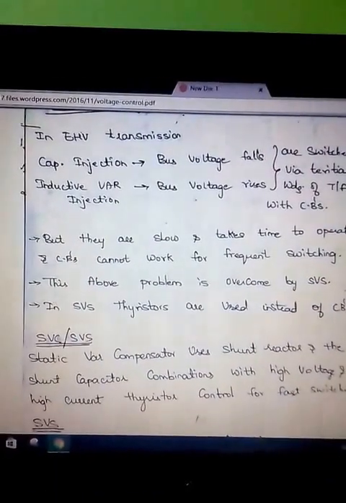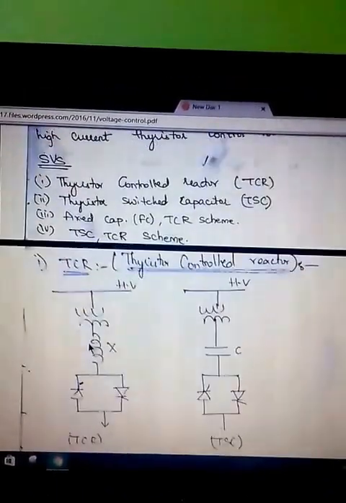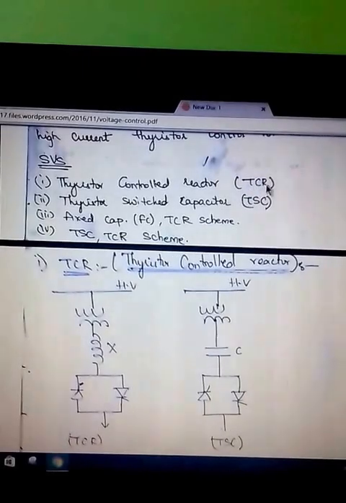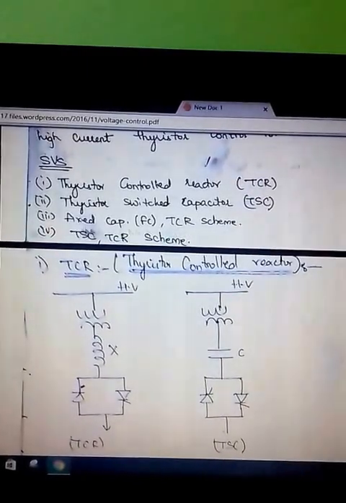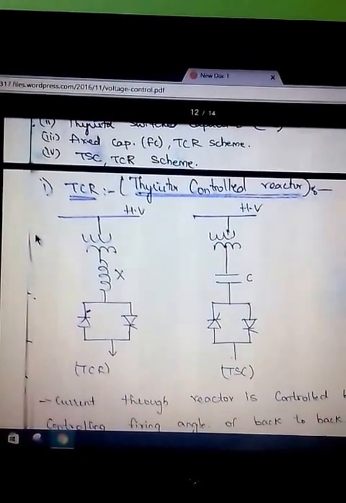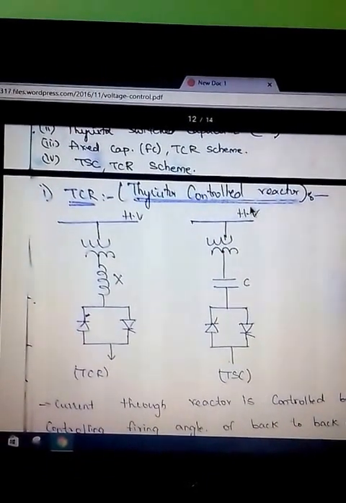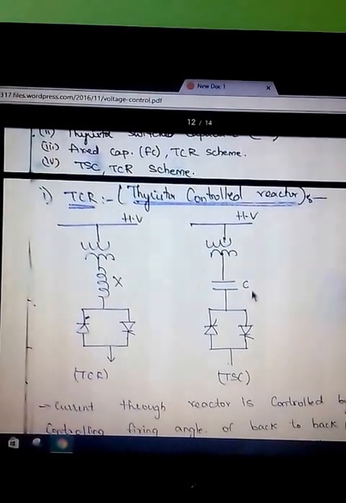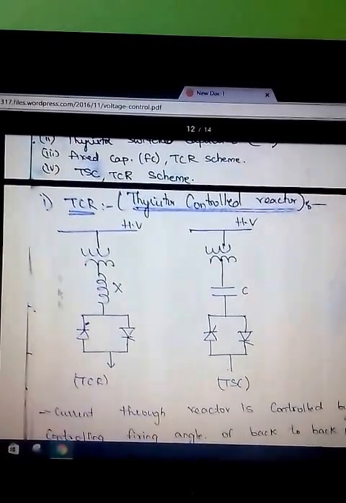The last method is static VAR systems. In static VAR systems, we have 4 main types: TCR, TSC, FC-TCR, and TSC-TCR. First, TCR and TSC comparison. TCR means thyristor controlled reactor. TSC is thyristor switched capacitor. Here a capacitor will be there, here an inductor will be there, and the operation is the same.